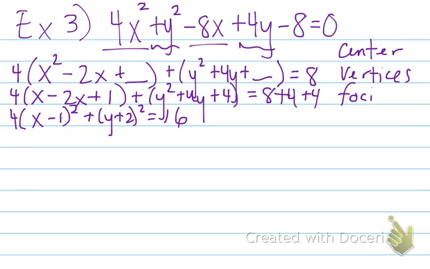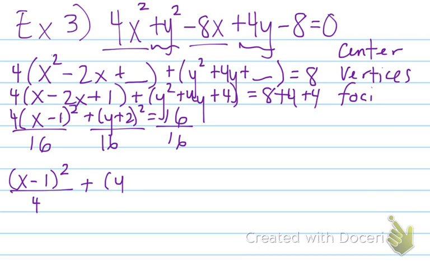And remember, this is supposed to be a 1 over here, so let's divide everything by 16. So I get x minus 1 squared over 4 plus y plus 2 squared over 16 equals 1. Now this is in standard form, and it's much, much easier to work with. We know that this is a taller, or elongated, ellipse vertically, so it's on the vertical axis because there's a bigger number under the y term. Because 16 is bigger than 4, it's going to be longer on the vertical.